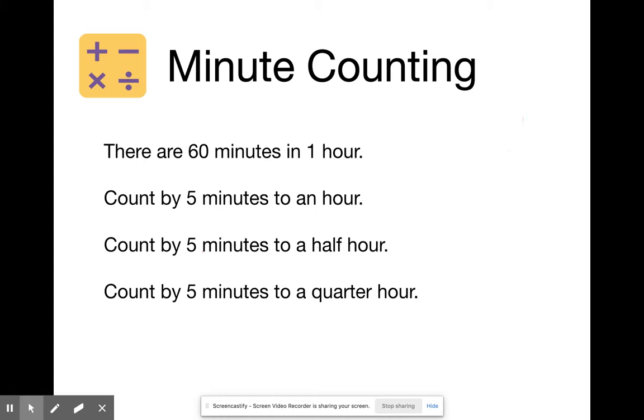All right, let's count by 5 minutes to a quarter hour. Everybody, 5, 10, 15, stop. I had to hold up 3 fingers when I was counting by 5 minutes to get to 15 minutes or a quarter hour.